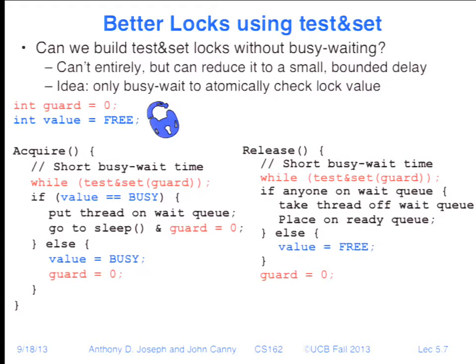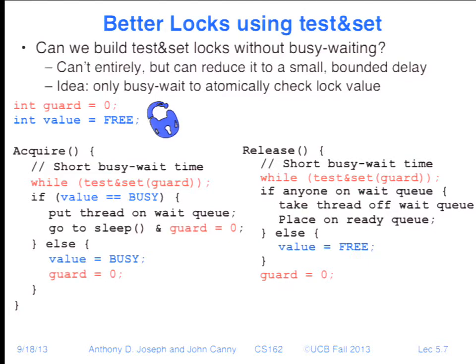So when we grab the guard, if the value actually is busy, we put the thread on the wait queue, which takes a fixed amount of time, and we simultaneously go to sleep and release the guard lock. That's another bounded time operation. And similarly, if we're just going down here, we're just updating one value and then releasing the guard lock. So in other words, whatever that is, it takes a fixed amount of time, 10 microseconds or something.